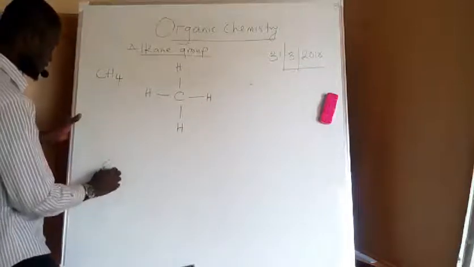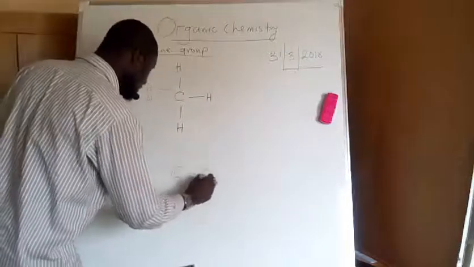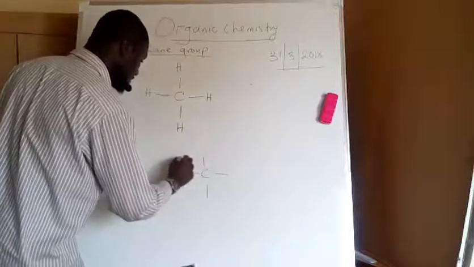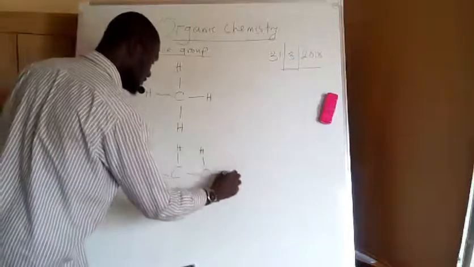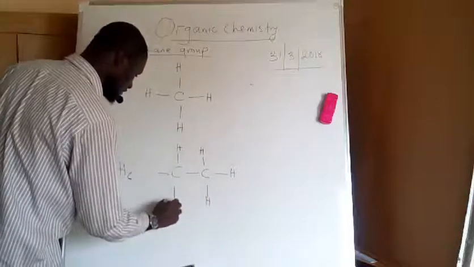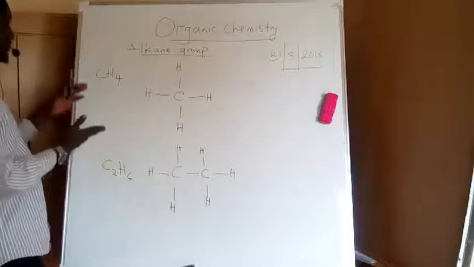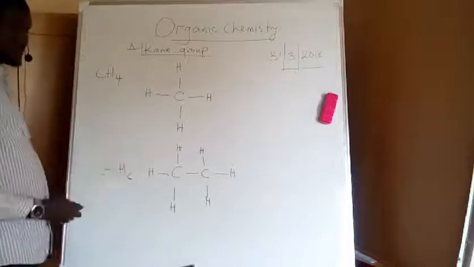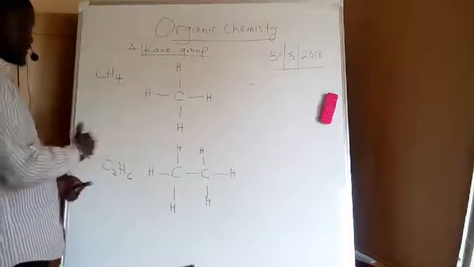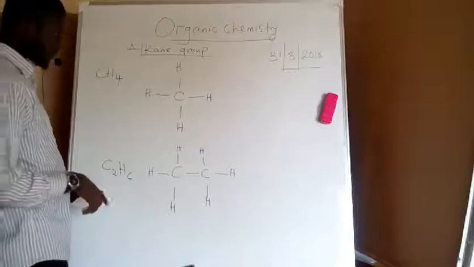The second member is C2H6, meaning I have 2 carbons and 6 hydrogens. So this is the structure of ethane. I can use the same format to write the structures of all the compounds. You write the carbon chain, then you surround everything with the number of hydrogens you have.